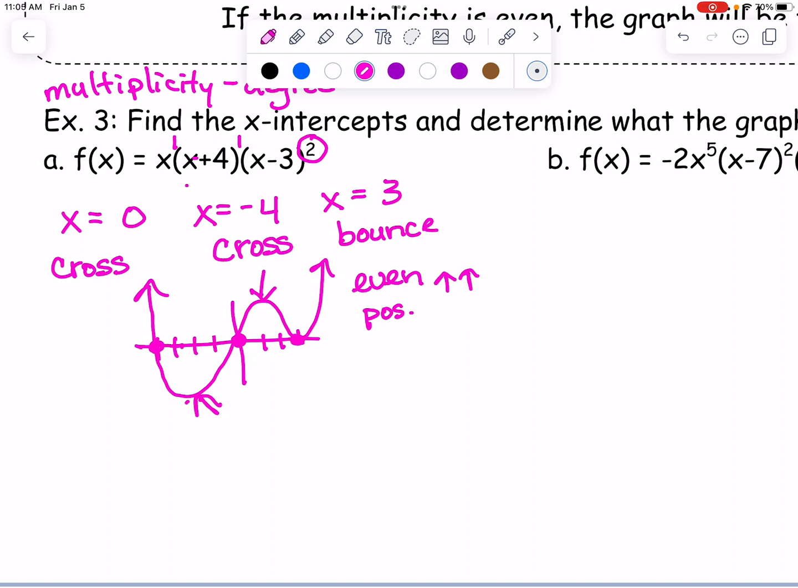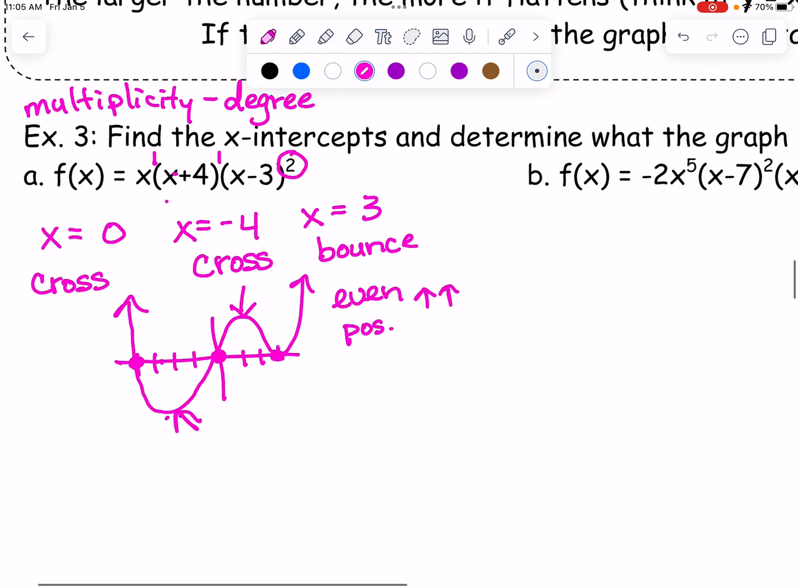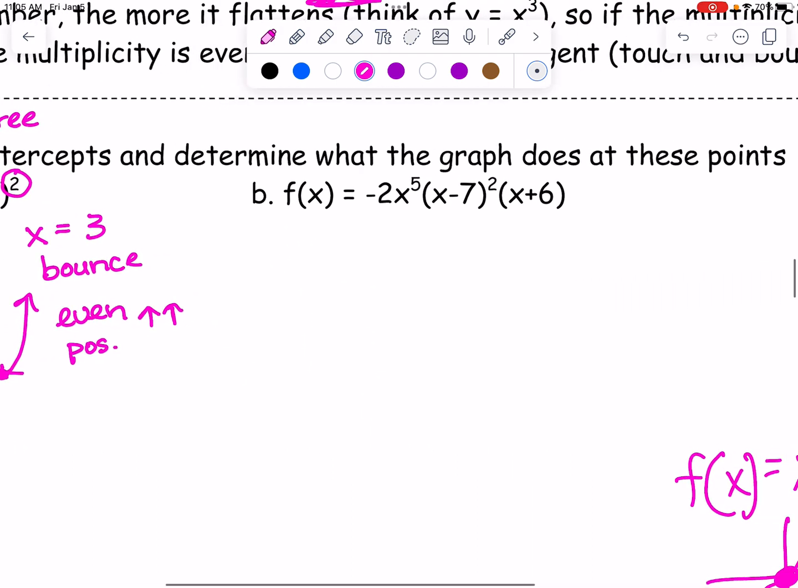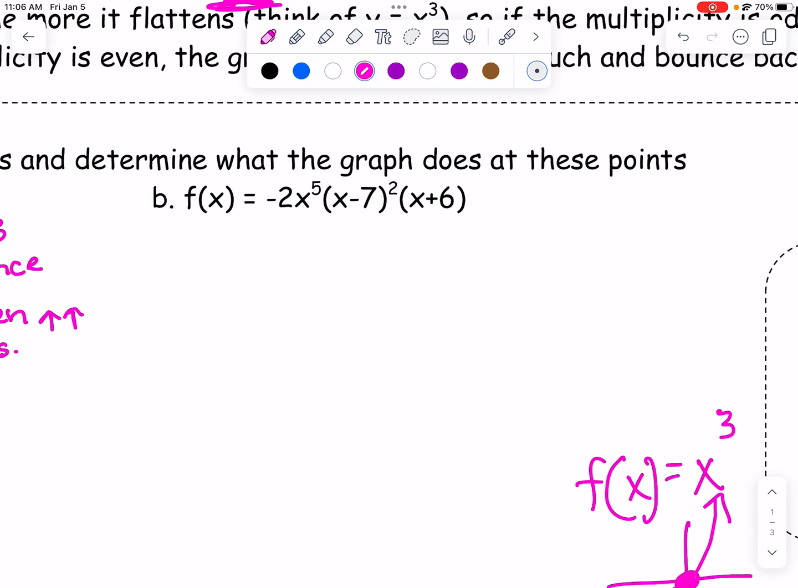That's what makes this a sketch and nothing more. If we wanted exact points for those turns, you would have to build a table. Okay, the next one. So we have, I'm going to give this a 1.